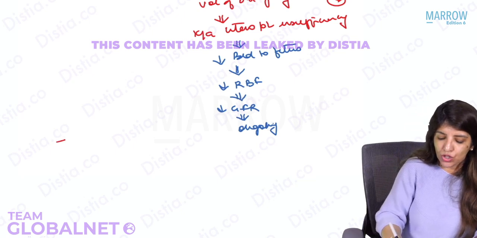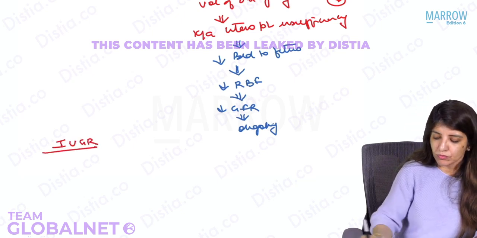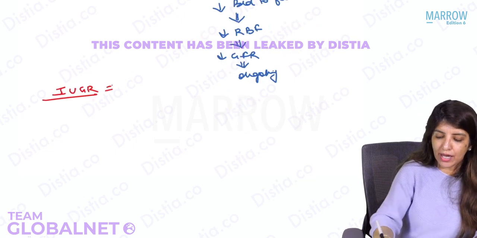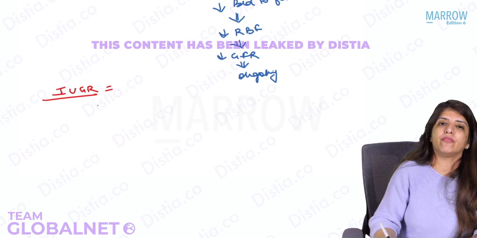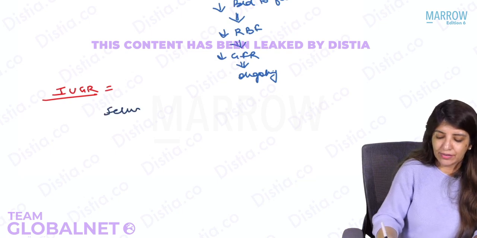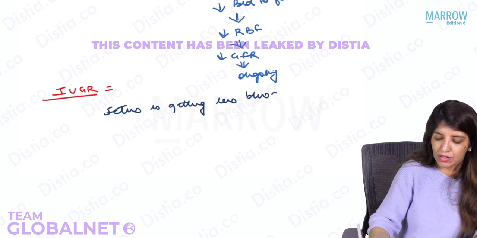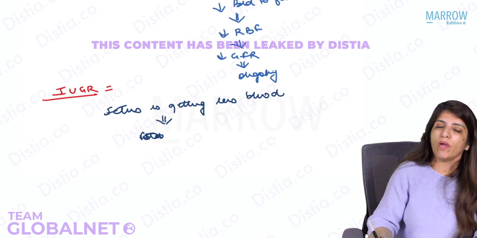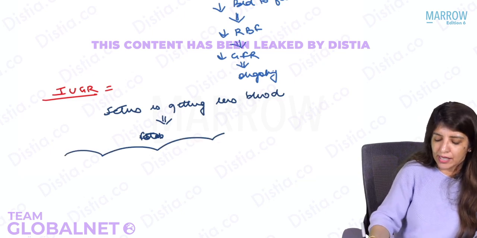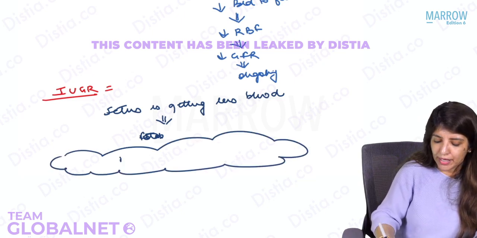What about IUGR? Now, in IUGR, again, IUGR means that the fetus is getting less blood. That is why its growth is less. So, fetus is getting less blood, and that is why fetal growth is less. Now, when fetus gets less blood, it has a brain sparing effect.